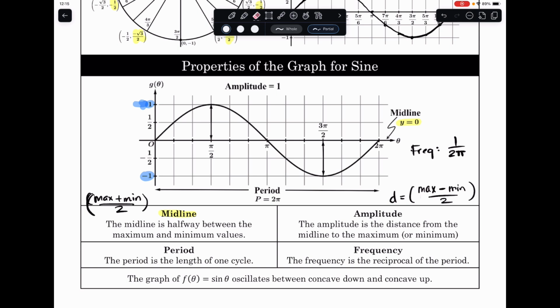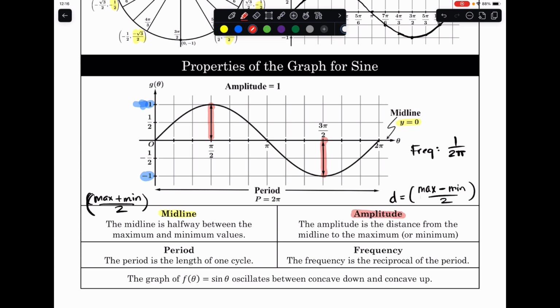Now, when you have the midline, you can then determine what the amplitude of the function is. The amplitude is the distance from the midline to the maximum, or from the midline to the minimum. So that's this distance right here. This right here is the amplitude.